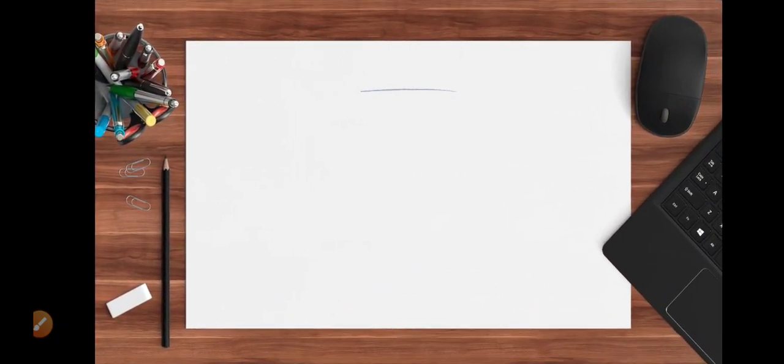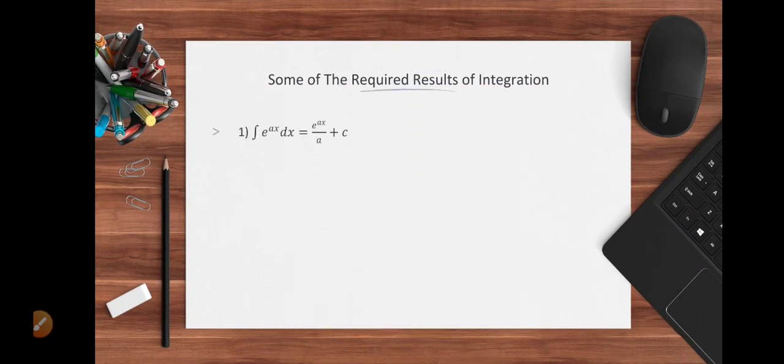Now we will see the solution of examples where we are going to apply convolution theorem to find inverse LT. But for this process we require some results of integration. First one, integration of e raised to ax with respect to x is e raised to ax upon a plus c, as this is indefinite integration. In case of definite integration, we write only e raised to ax upon a within the limits, and the constant of integration c should not be written.